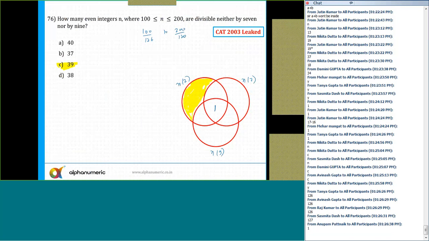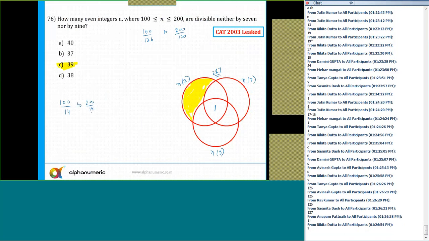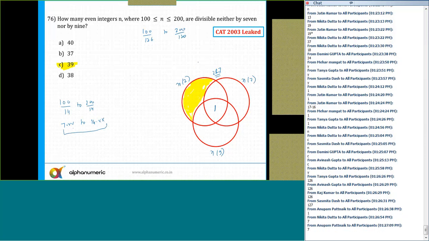Now here it is 2 and 7, so 2 and 7 means 14. How many numbers are divisible by 14? So 100 by 14 to 200 by 14. 100 by 14 is 7 point something, and 200 by 14 is 14 point something. So 7 point something to 14 point something. How many integers are there? A total of 7 integers. So the total number of numbers which are multiples of both 2 and 7 is 7. So this will be 6.